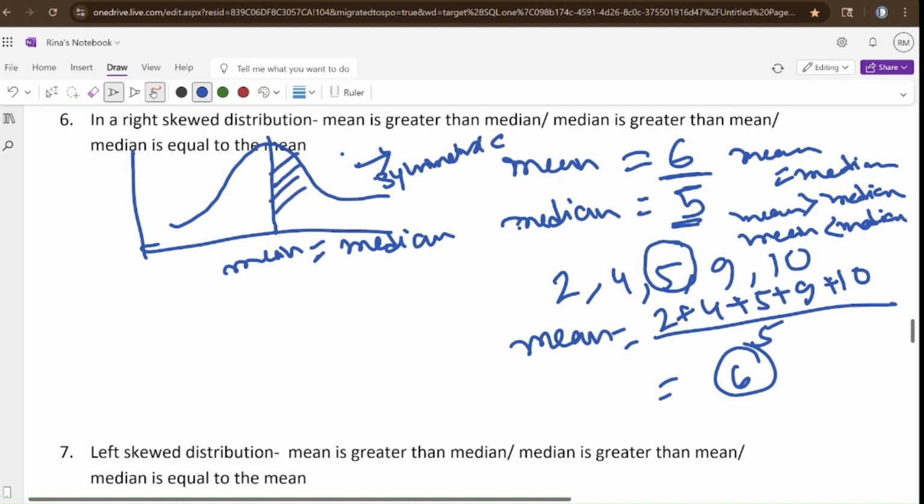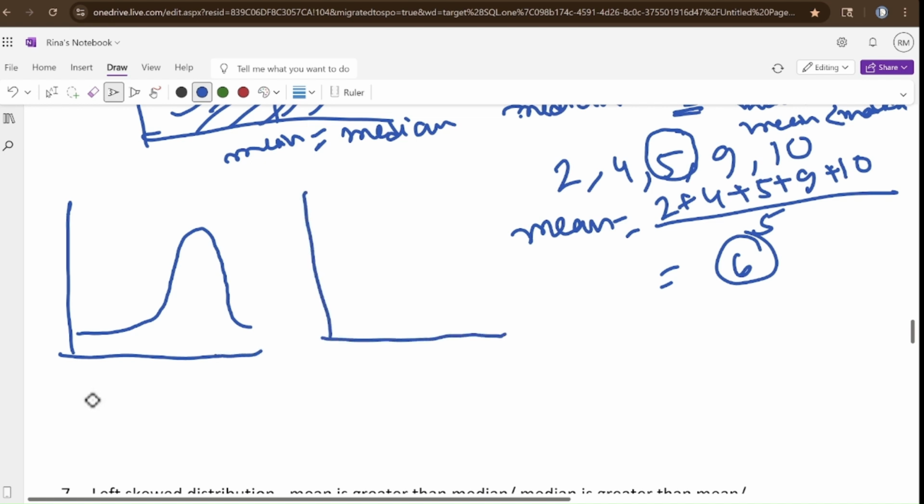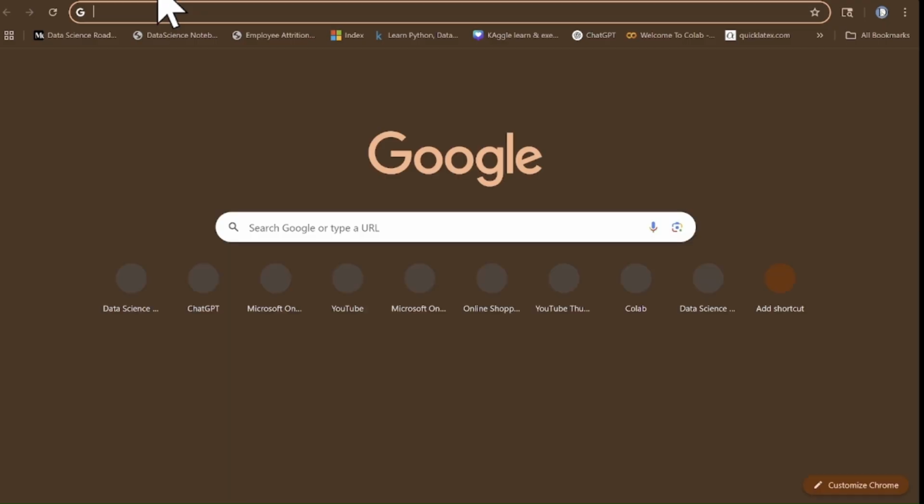Here the data distribution is almost equal in both the cases, but you will not get this. But in some cases your data set may look like this, right? And in some scenario your data set may look exactly opposite like this. Sorry for the drawing, but you can understand that here this is skewed, right? This is not. Let me show you in Google.